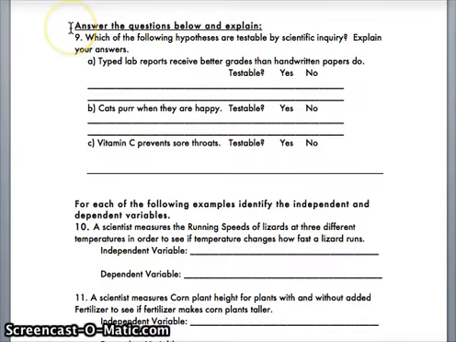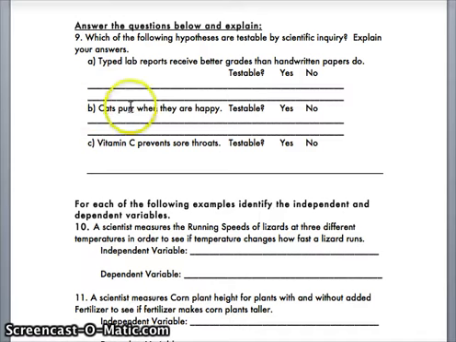In this next section, you are going to answer the questions below and explain your answer. Number 9, which of the following hypotheses are testable by scientific inquiry? Explain your answers. A, typed lab reports receive better grades than handwritten papers do. Is this testable? Circle the yes or no, and then write an explanation below. Pause the video, write your answer, and then press play.